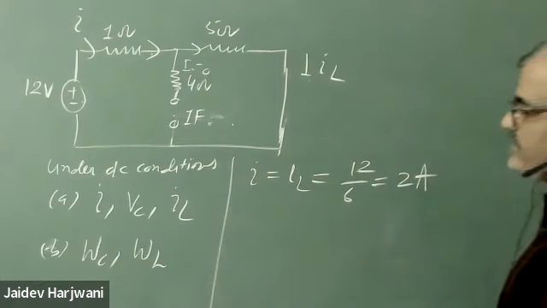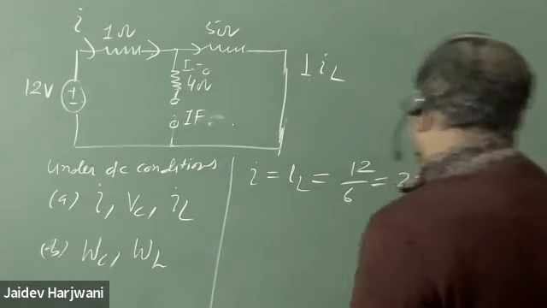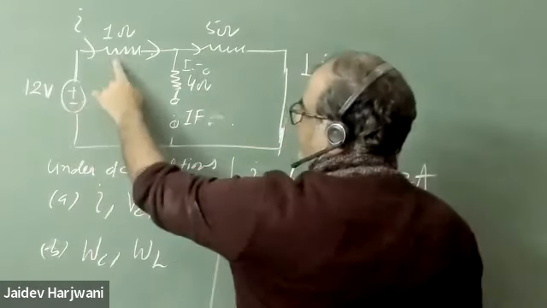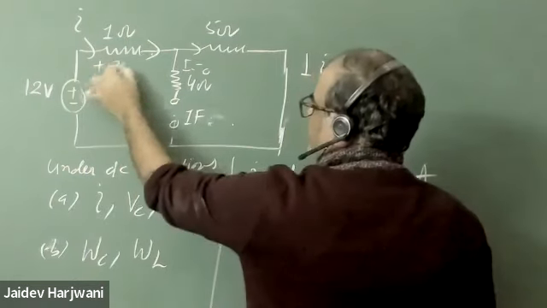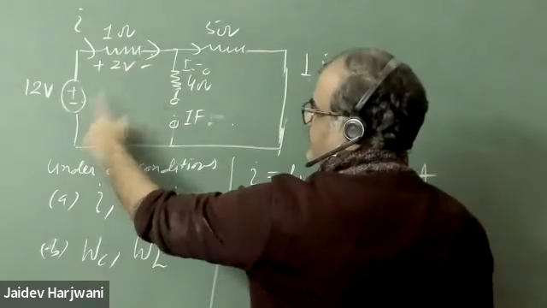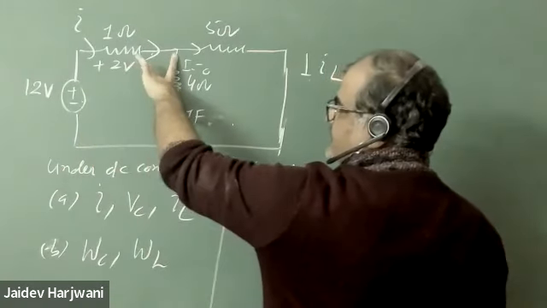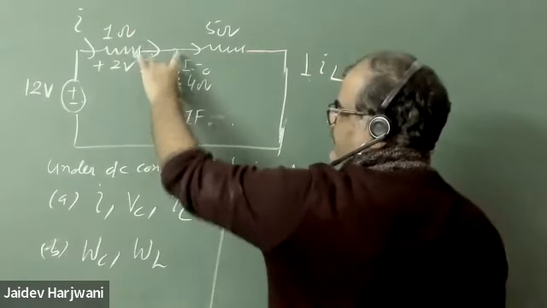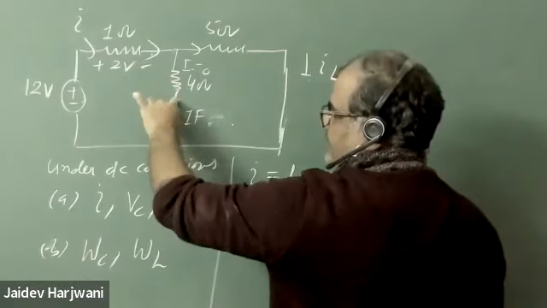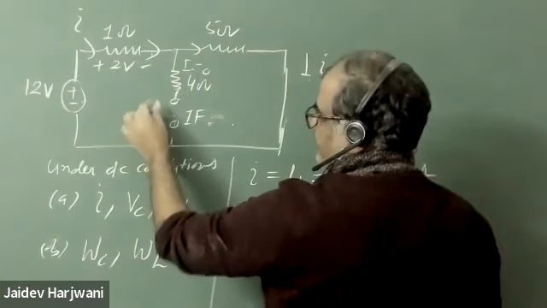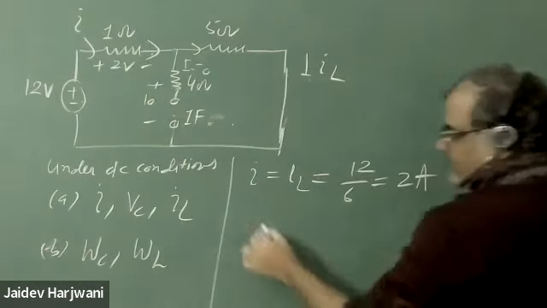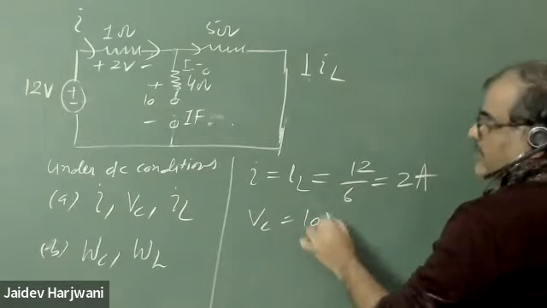Now what about VC? How can I calculate VC? I know this 12 volt, and 2 ampere current flowing here, so the drop here will be 2 volts. 12 is there, 2 is dropped here, and the remaining 10 will come in this branch. In this branch there is no current, so no loss is here. Whatever voltage is here, the same voltage is here. So the voltage across the capacitor VC is 10 volt.